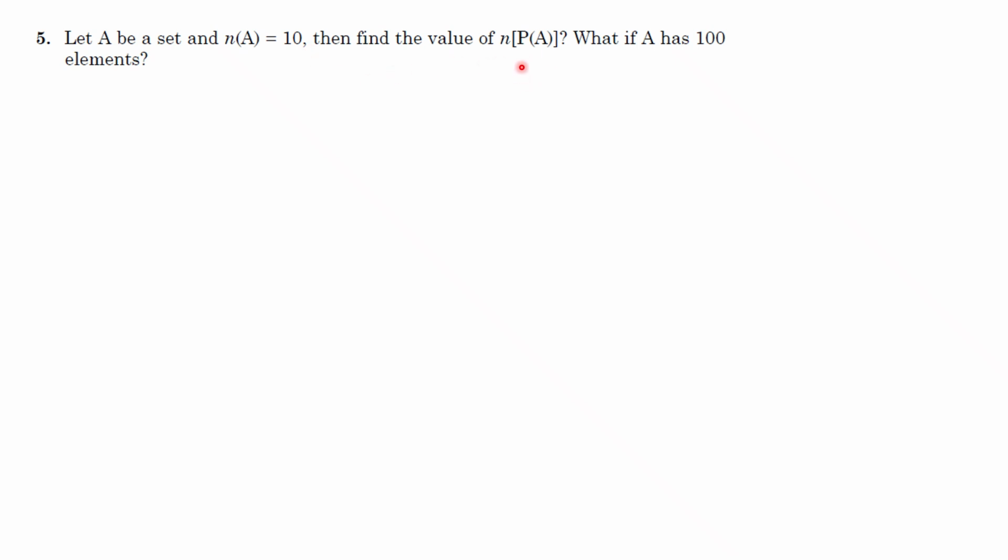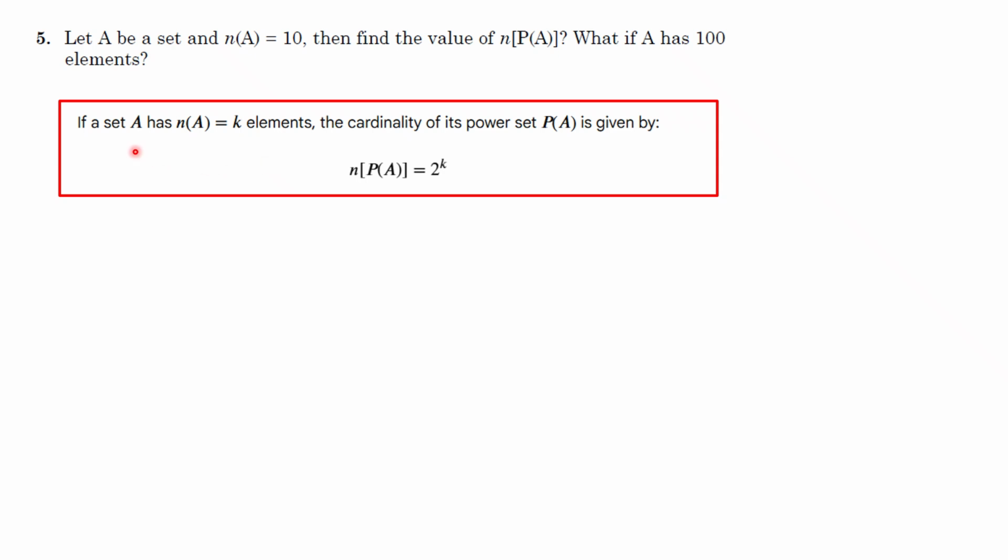Next is let A be a set and cardinality of set A is 10. Then find the value of n(P(A)). What if A has 100 elements? So always remember this, if a set A has n(A) equal to k elements, the cardinality of its power set is given as this formula. So first one you see, it has 10. So replace k with 10. So first case 2 to the power 10, which is 1024. For the second one, if it has 100 elements, then it will be 2 to the power 100. Okay. So I have covered all the questions here now.